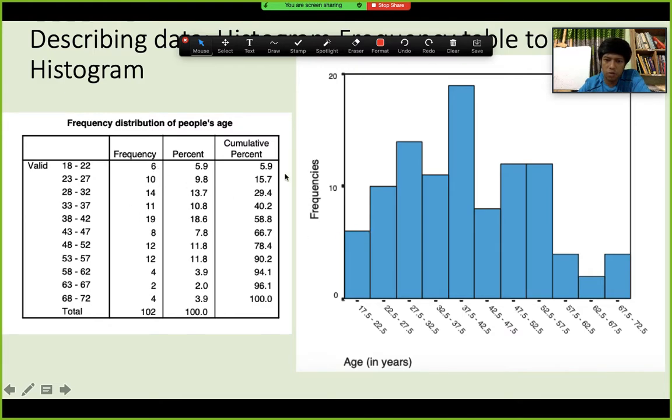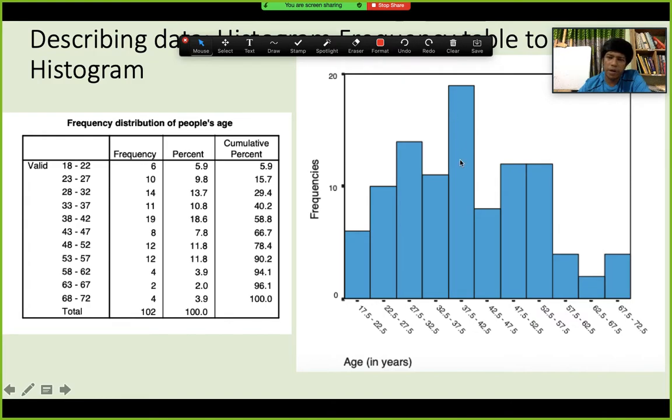Then in the next group we have 10 people here. Then we have these people here. This way we can continue. We can say that 37 to 42, so we can say 37.5 to 42.5. So this line is 19 people, and we can see that this is the highest bar here in our chart, which is 20. So 19 is here.